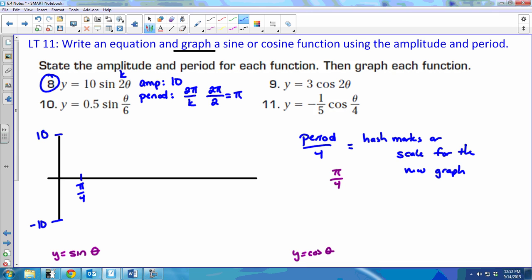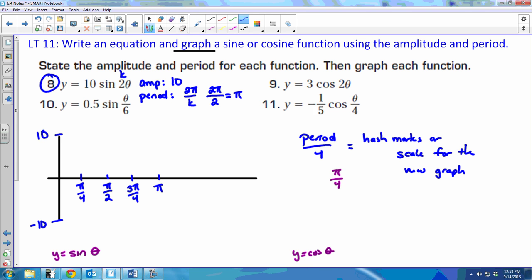What is 1 pi over 4 plus 1 pi over 4? Which reduces down to 2 pi over 4 reduces down to pi over 2. But we had 2 pi over 4, so plus another pi over 4 would be what? 3 pi over 4, right? 2 pi over 4 plus 1 pi over 4 would be 3 pi over 4. Plus another pi over 4 would be what? Pi, or 4 pi over 4, right? And that's what we want to graph. We want to graph one full period, so from 0 to pi.